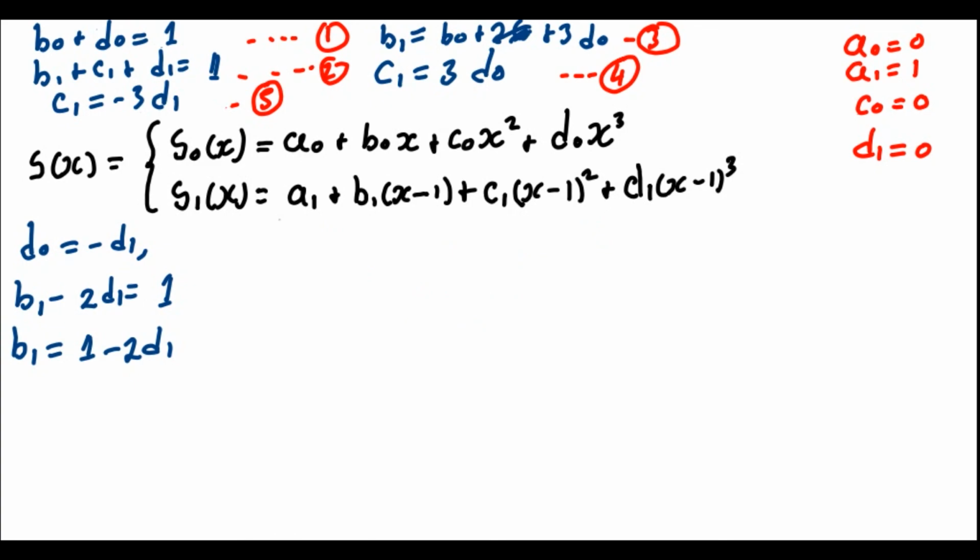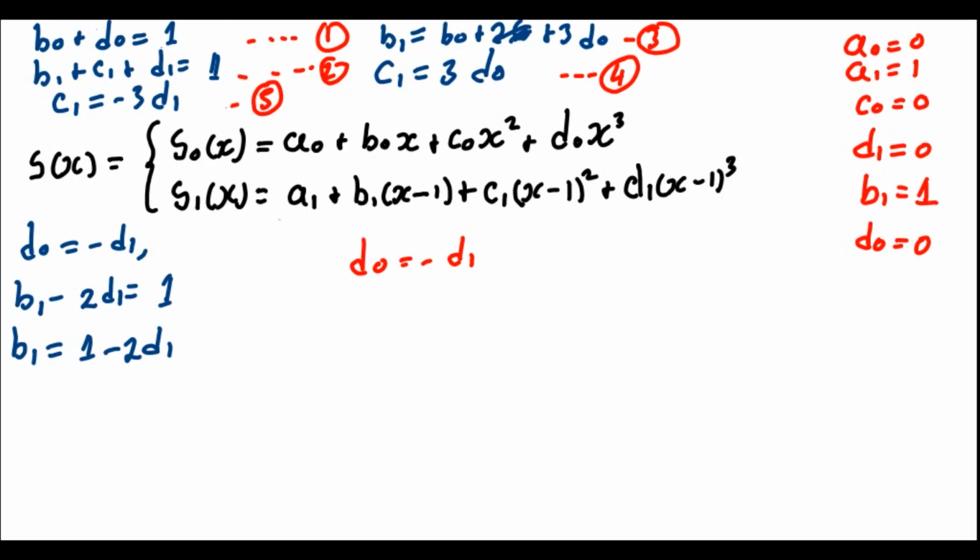Okay, so the fact that I know what my d sub 1 is, I can find my b sub 1. My b sub 1 is equal to 1 minus 2d sub 1. If you plug in 0 here, it simply means your b sub 1 will be equal to 1. How many? 3 more. So from here, I can get my d naught. d naught is equal to minus d sub 1, meaning it's also equal to 0.